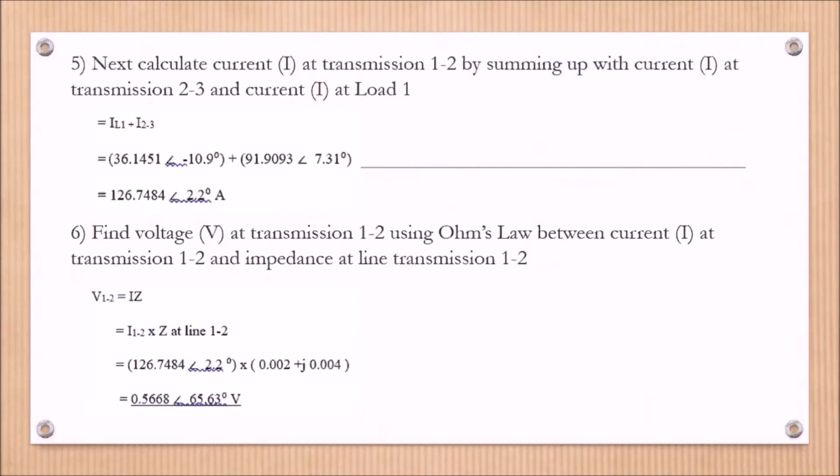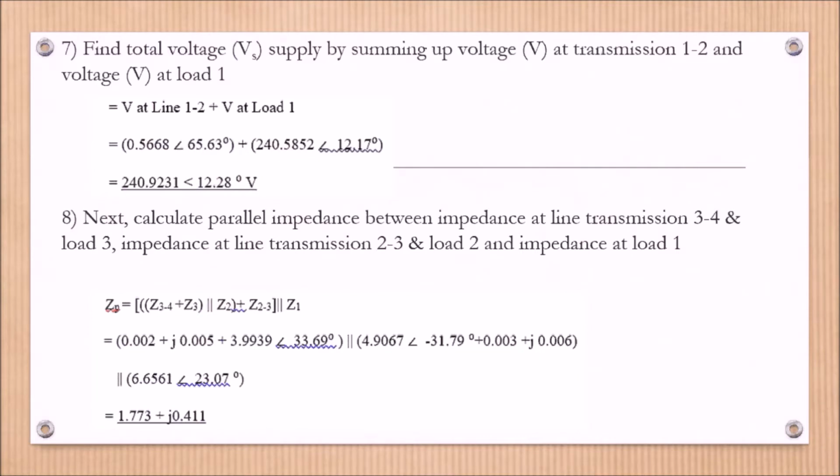We find the voltage at transmission 1 to 2 using Ohm's law between the current at transmission 1 to 2 and the impedance at the line transmission 1 to 2. After that, we find the total voltage supply by summing up the voltage at transmission 1 to 2 and the voltage at load 1. Next, we calculate the parallel impedance.